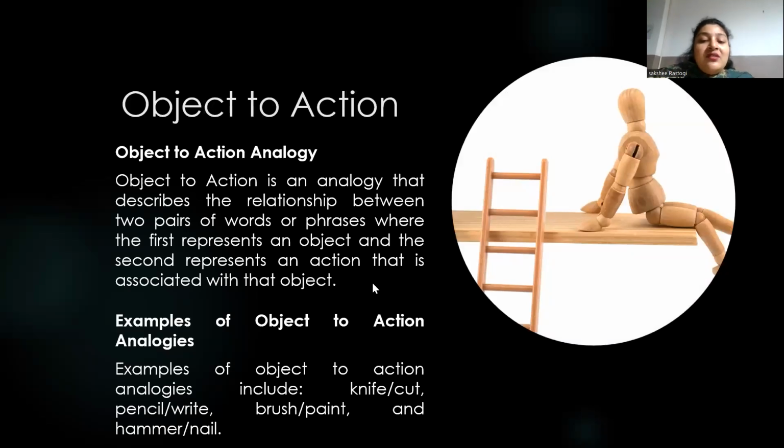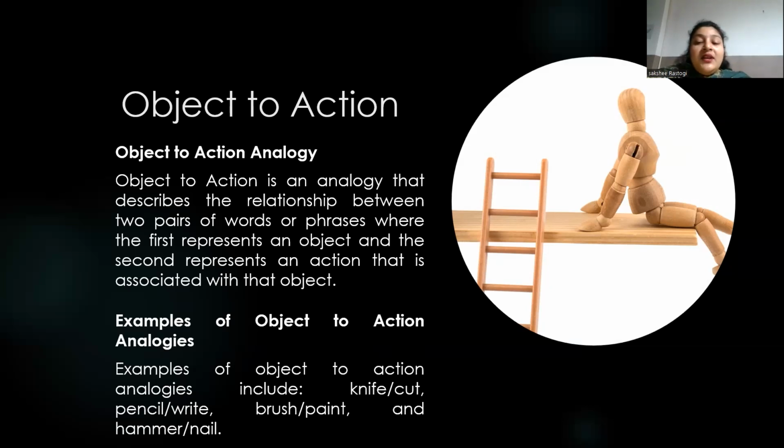Object to action is a type of analogy that relates an object to an action that is typically performed on or with that object. In this type of analogy, the object is the noun and the action is the verb or verb phrase that is associated with the object. The structure of an object to action analogy is typically: object is to action, and object is to action. For example, book is to read and letter is to write.